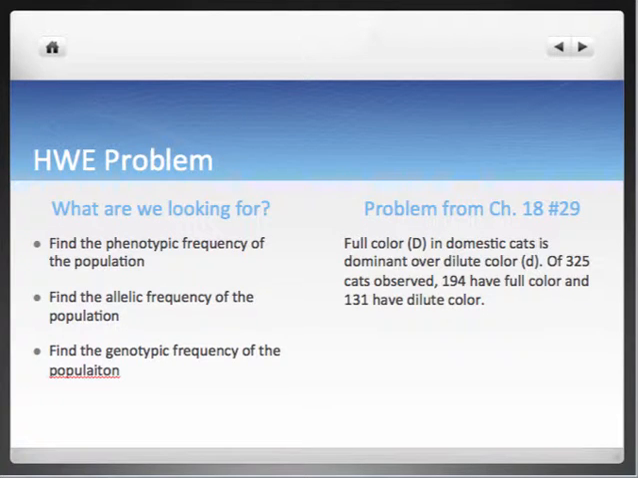So if we're going to work a practice problem, this problem actually comes from the book. It's chapter 18, number 29. Full color domestic cats are dominant over dilute color domestic cats, and we have a population of size 325. Out of that population, 194 of them are full colored, and 131 of them are dilute color. So what we're going to work through is how to find the phenotypic frequency of this population, the allelic frequency, and the genotypic frequency.